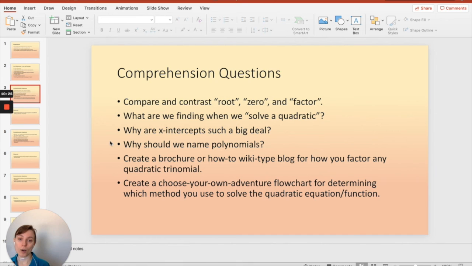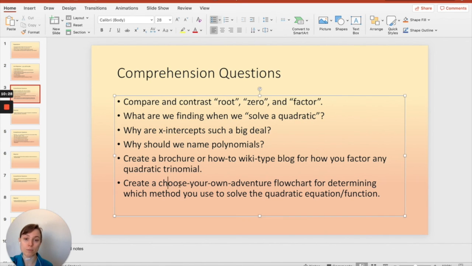And then choose your own adventure flowchart for which method you would use to solve. You've learned two, graphing and square root properties. So which method do you prefer? And which examples are best solved by graphing and which are best solved by square root property? Could you make your own?